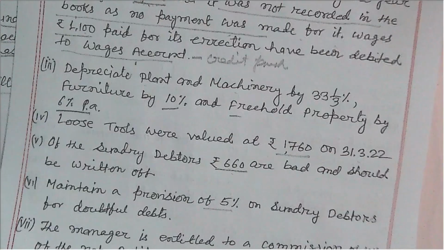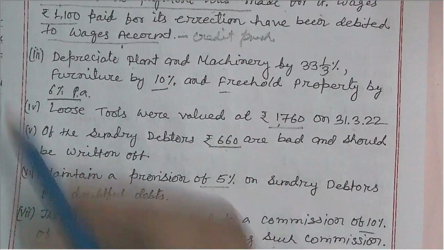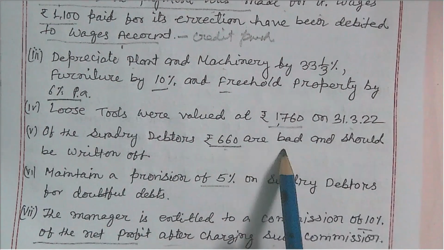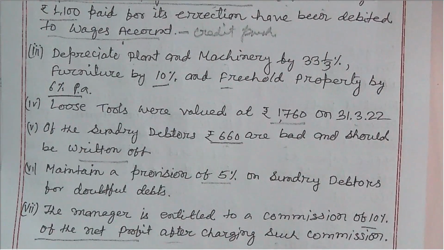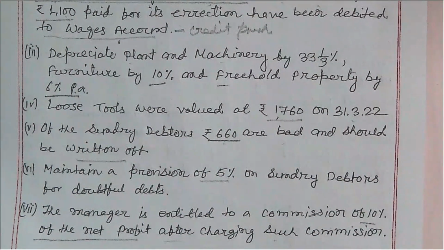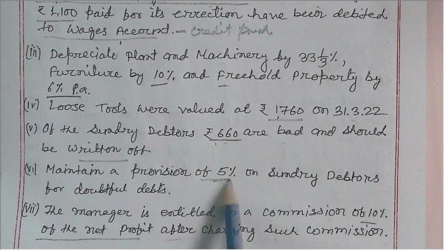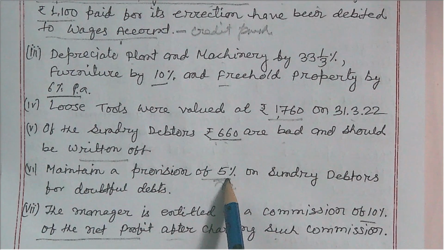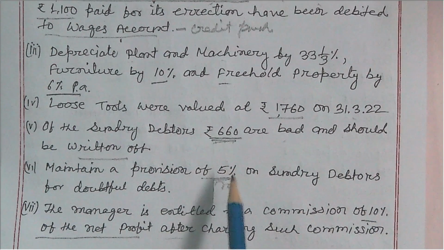So here you see adjustment number 5. This is of the sundry debtors: 660 are bad and should be written off. This 660 is further new bad debts. One bad debt is already in the trial balance, and this is another further bad debt. So new bad debt 660, and you have to maintain the 5% provision. This 5% provision is always calculated on the debtors after deducting the new further bad debts amount, if any.